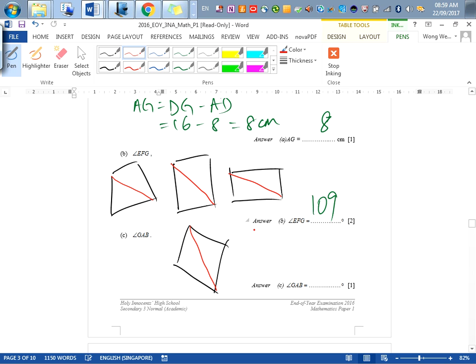If it's five-sided, we've done something similar, right? So 3, 4, 1, 2, 3, 4, 5. Five-sided figure, I can divide this into 3 triangles. So 3 times 180 degrees. Okay? And finally, part C, my answer is 65 degrees.